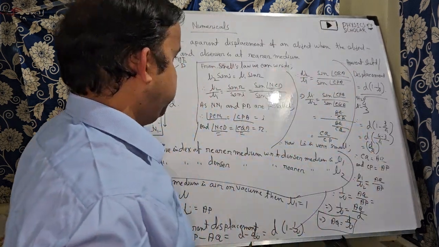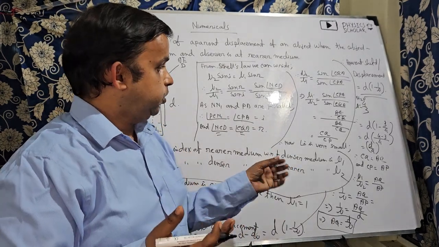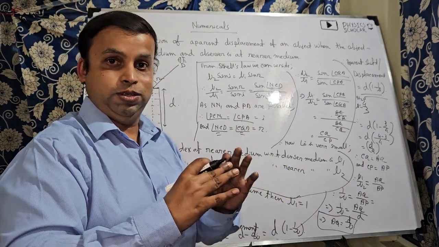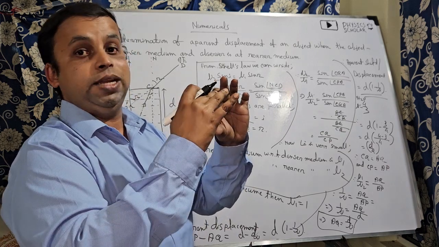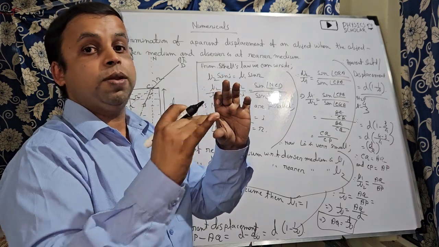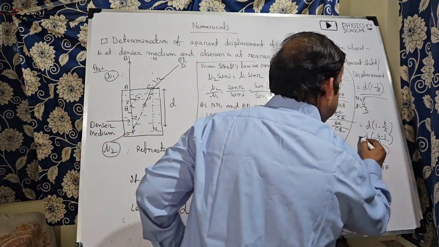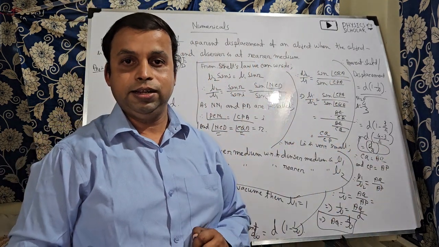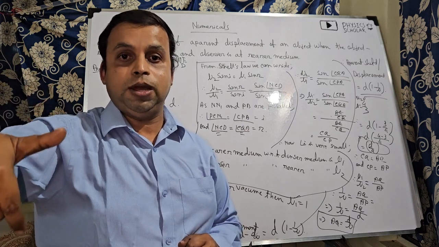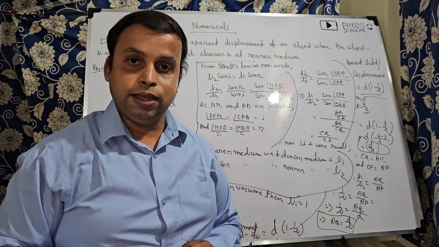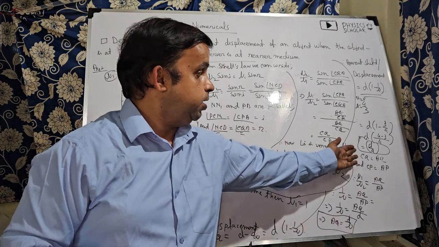So in case of water, the object will shift 1 by 4th of the total length. Suppose the total length is 40 meter, then the object will shift 10 meter above. 40 into 1 by 4 is 10 meter. These proofs are also very important for the exam. Prove that if the object is inside the water and you see it from the air medium, then the apparent shift of the object is 1/4 of the total depth of water, from the surface up to that particular point.